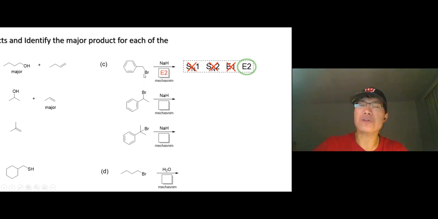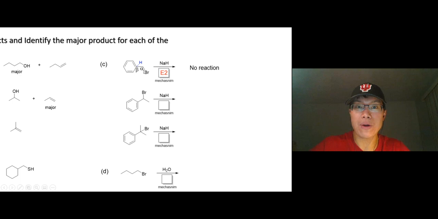Can we do E2 here? What's the requirement of E2? Anti-periplanar beta hydrogen. We just know there's no beta hydrogen there. You cannot do E2 there. So watch out. Every time you do E2, look to the left, look to the right to see if there's at least one beta hydrogen or not. If not, no, you can't do it.